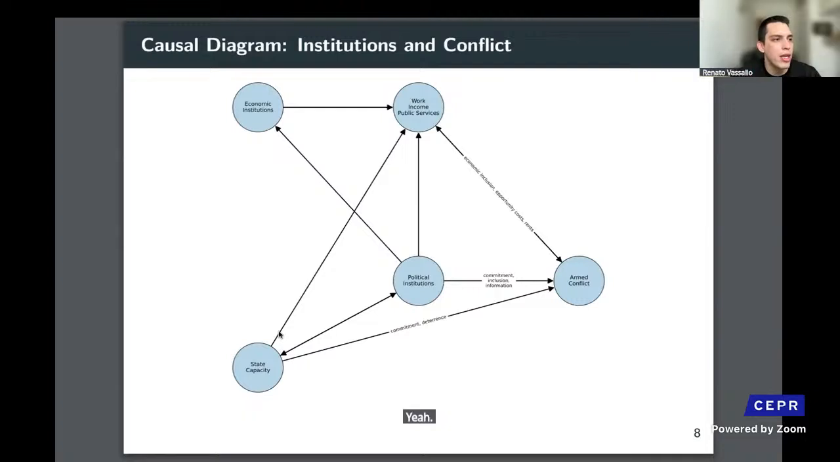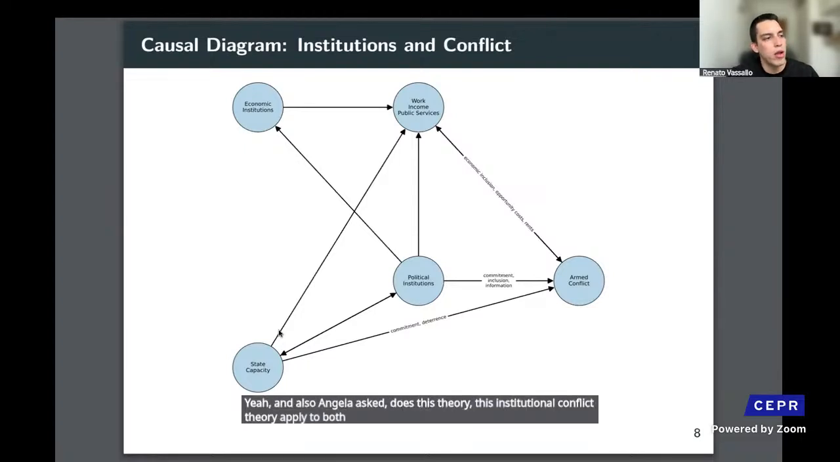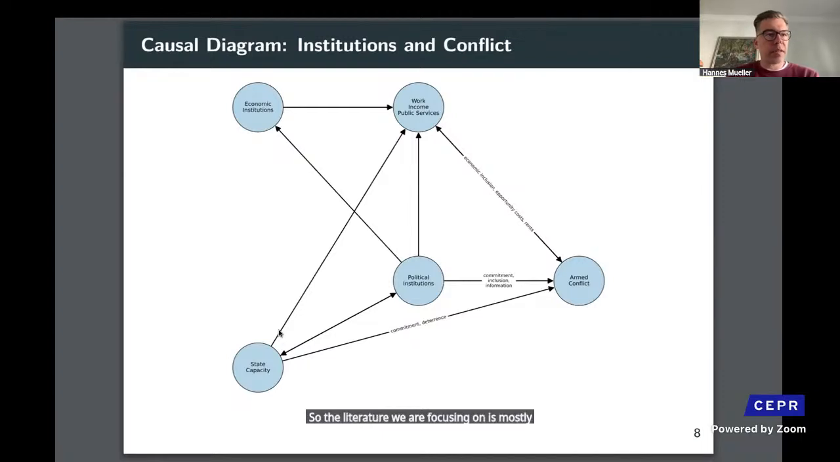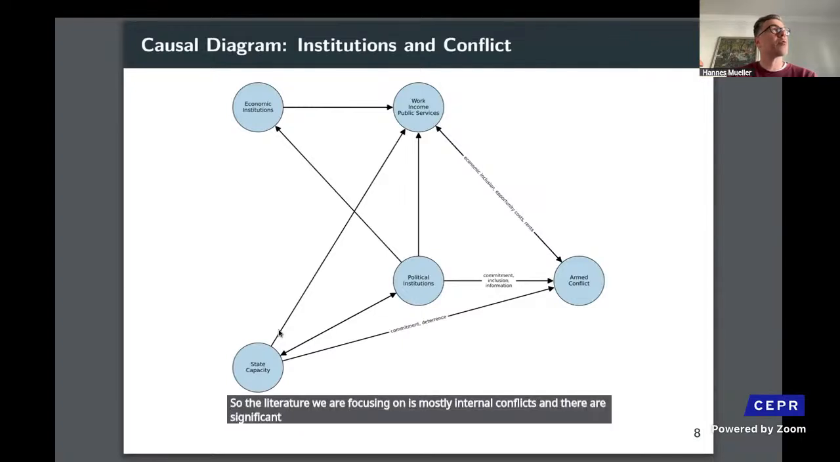Renato: Yeah, and Angela asked, does this institutional conflict theory apply to both domestic and international conflicts, or are there any specificities? The literature we are focusing on is mostly internal conflicts, and there are significant differences between intranational and international conflicts. The logic is quite different in some respects. But what Chris Blattman stresses in his book is that the idea of negotiations as the fundamental building block, the thing we need to understand, also applies to international conflicts. So I will touch upon international conflicts to some degree, but the main literature is quite different in international versus intranational conflict, and I will mostly focus on civil war type violence.